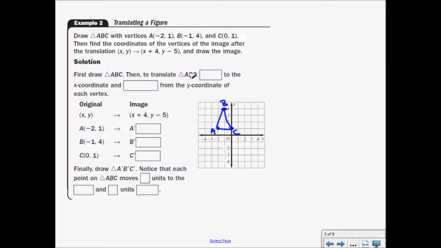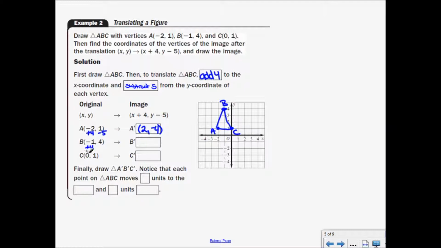Then, to translate triangle ABC, add 4 to the x-coordinate and subtract 5 from the y-coordinate of each vertex. Point A is at -2, 1. I'm going to add 4 to the negative 2, which is 2, and then subtract 5 from the 1, which would give us negative 4. So A prime will be at 2, negative 4.